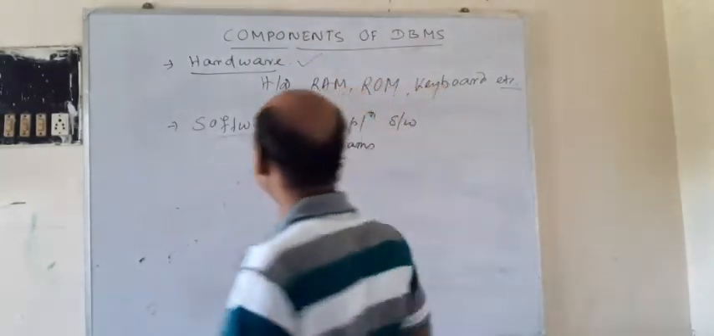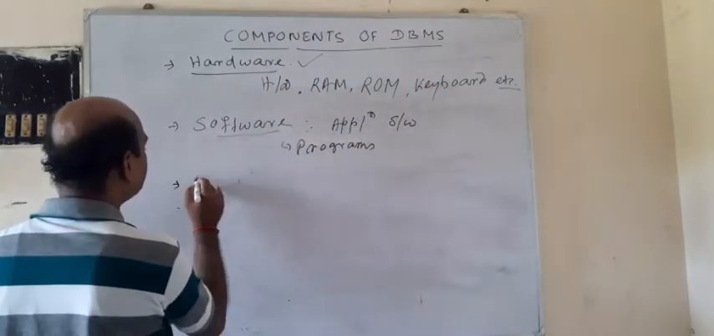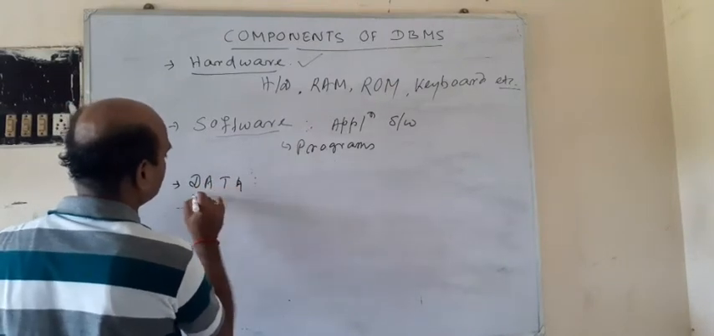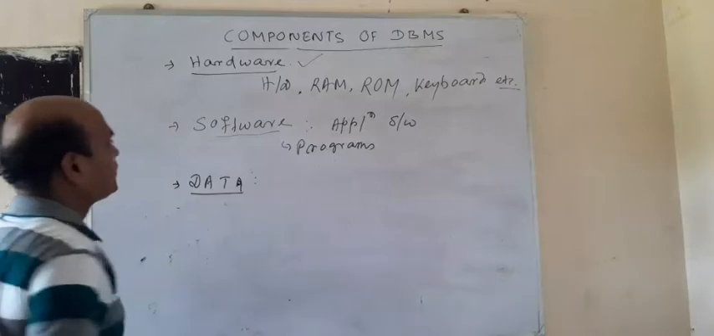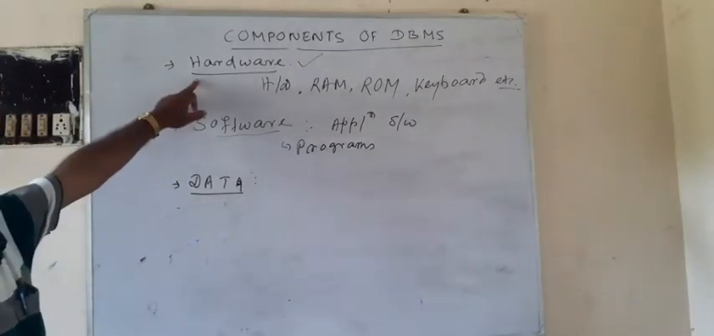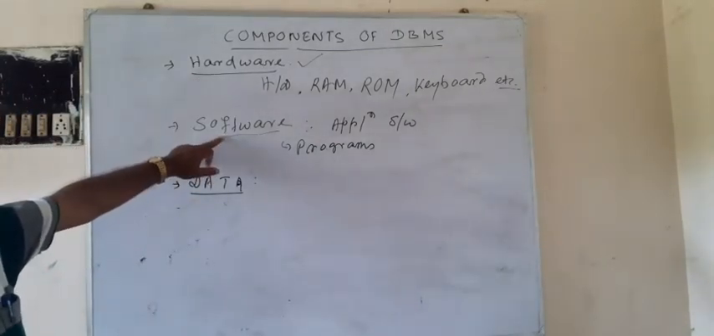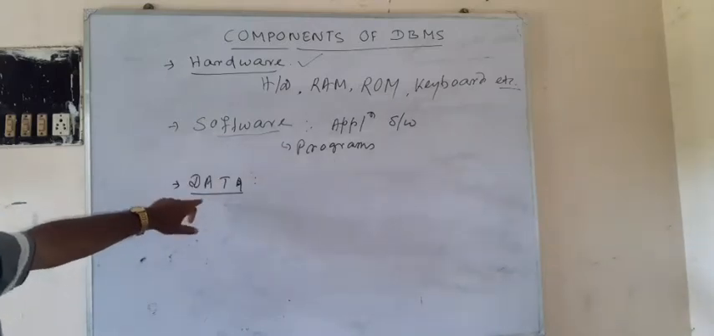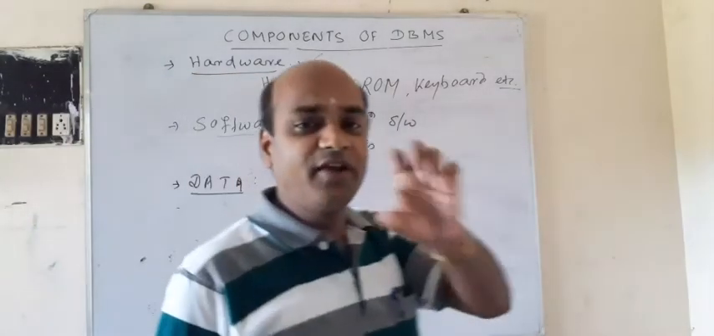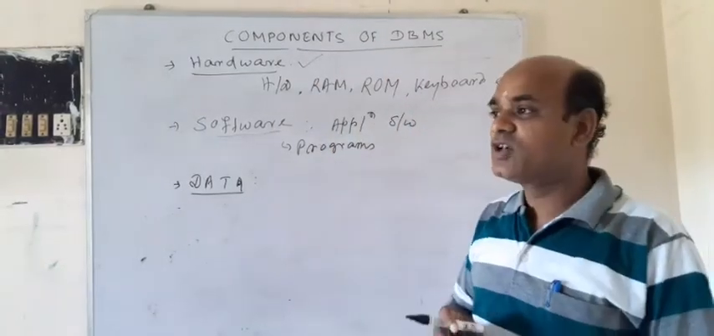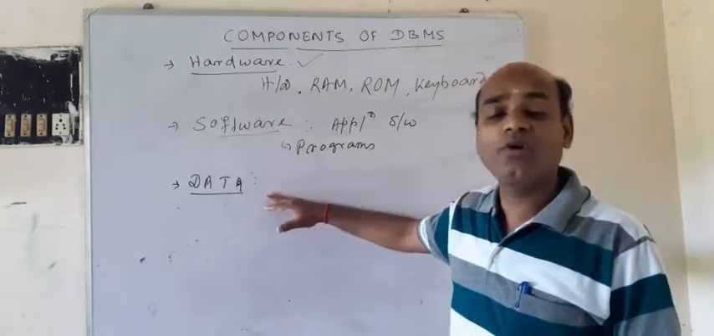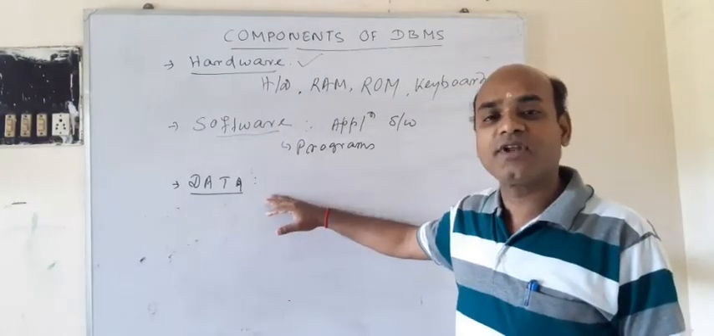Then the most important thing is your data. The next component is data. We are using hardware, we are using software, but for whom? For data. Data are values, valid values. Only valid, constrained values are stored in the database file. So data is the most important component of the database management system.